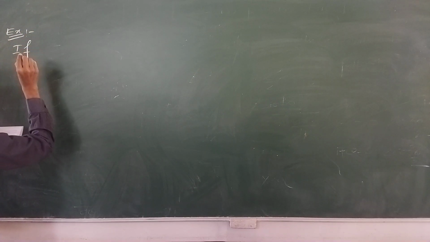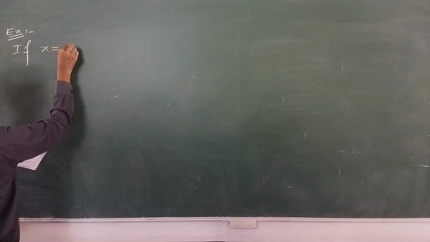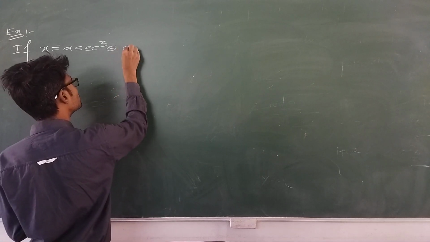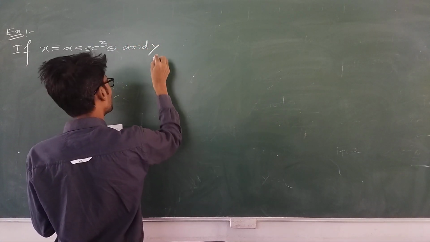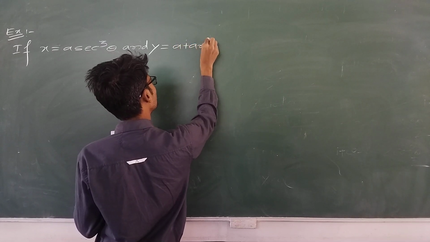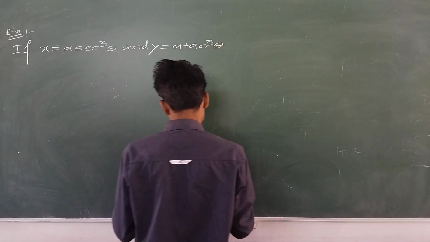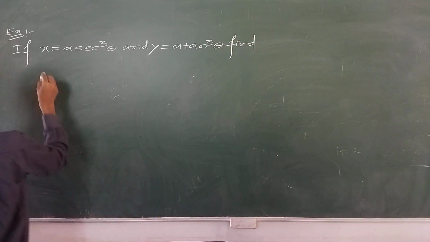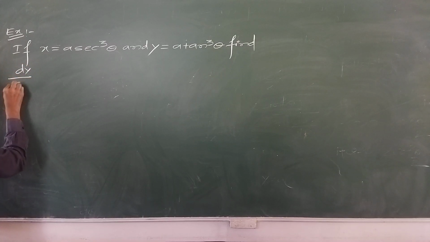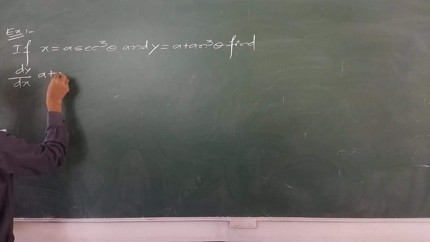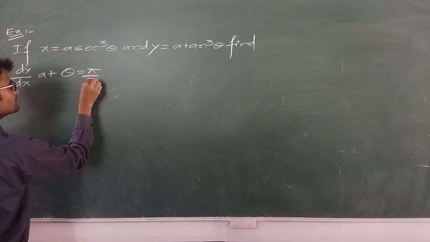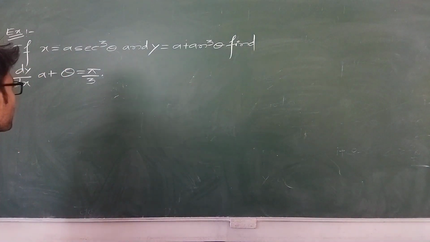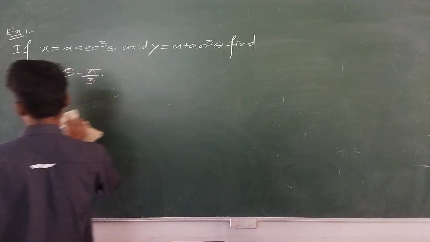If x equal to a sec cube theta and y is equal to a tan cube theta, find dy by dx at theta is equal to pi by 3. Find dy by dx at theta equal to pi by 3. Listen, it is a very important example.